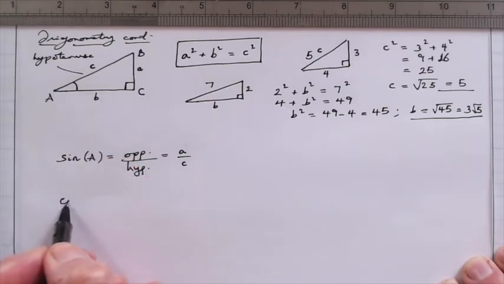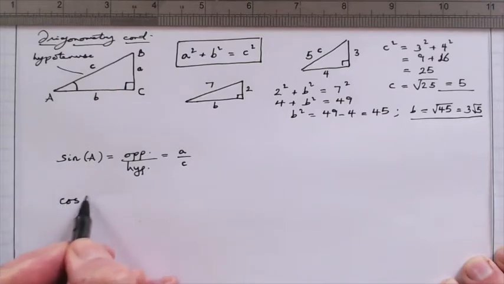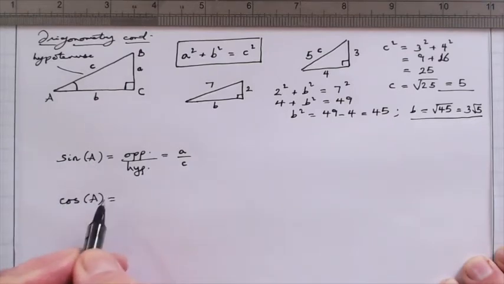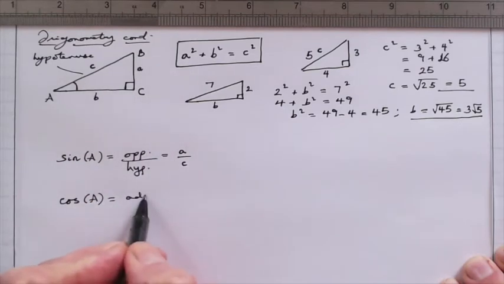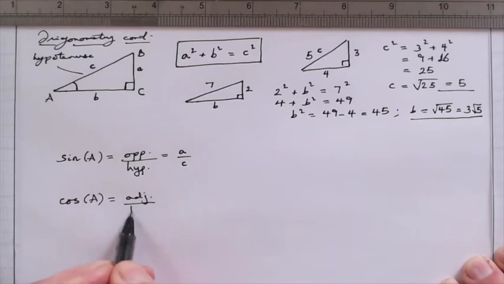We define the cosine, which we abbreviate to cos of A, to be the adjacent side divided by the hypotenuse.